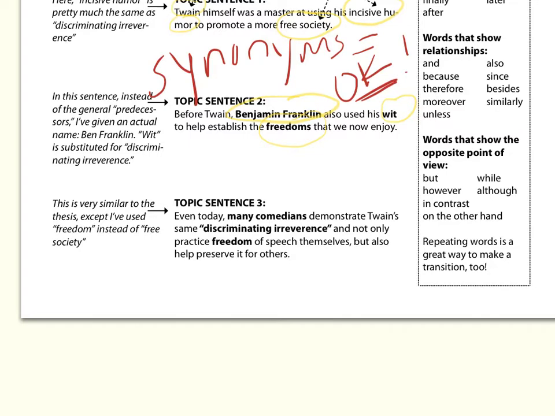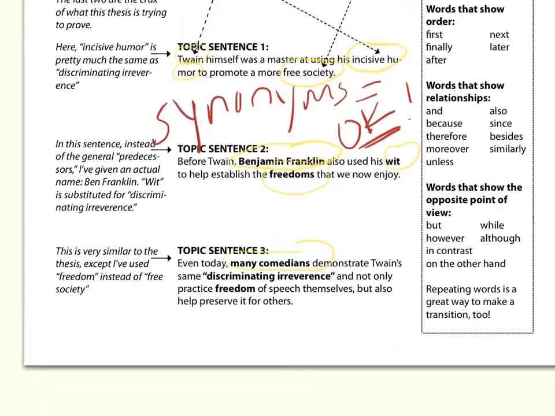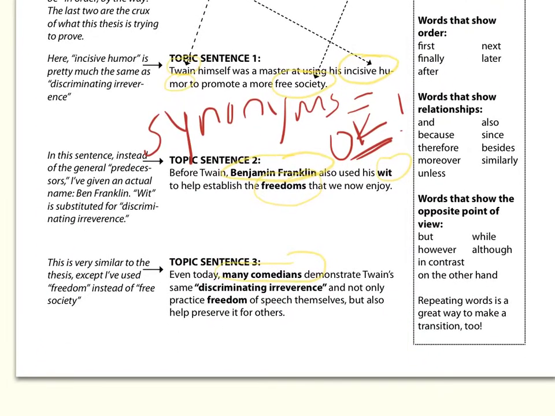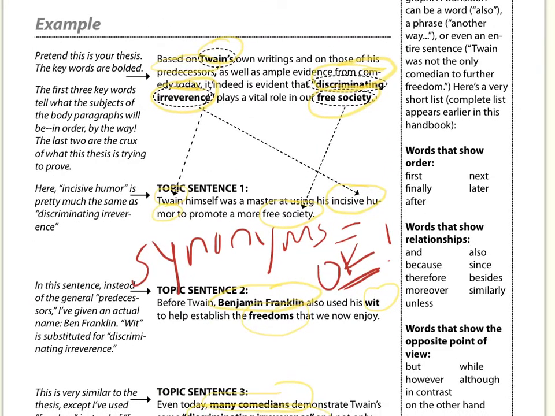So once again, we have many comedians, which is the evidence from Comedy Today that was mentioned in the thesis. And then we have discriminating irreverence directly repeated. And then, once again, instead of free society, we have freedom. So that's how keywords work.